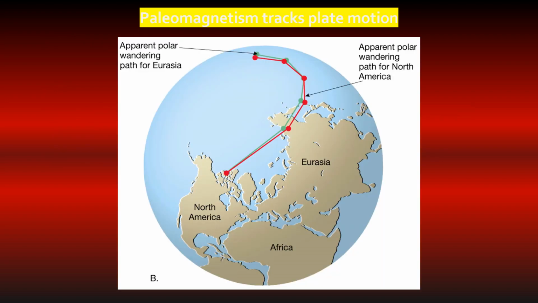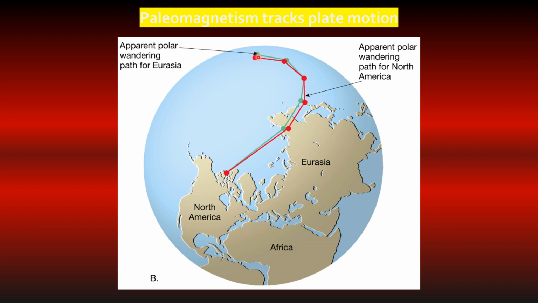And more evidence for that polar wander can be seen in different plates. So there's an apparent wandering path for Eurasia here, and then we can correlate that to the apparent polar wander path for North America. And this is by looking at rocks in the crust in both plates as they're being generated by that spreading center in the middle of the Atlantic.